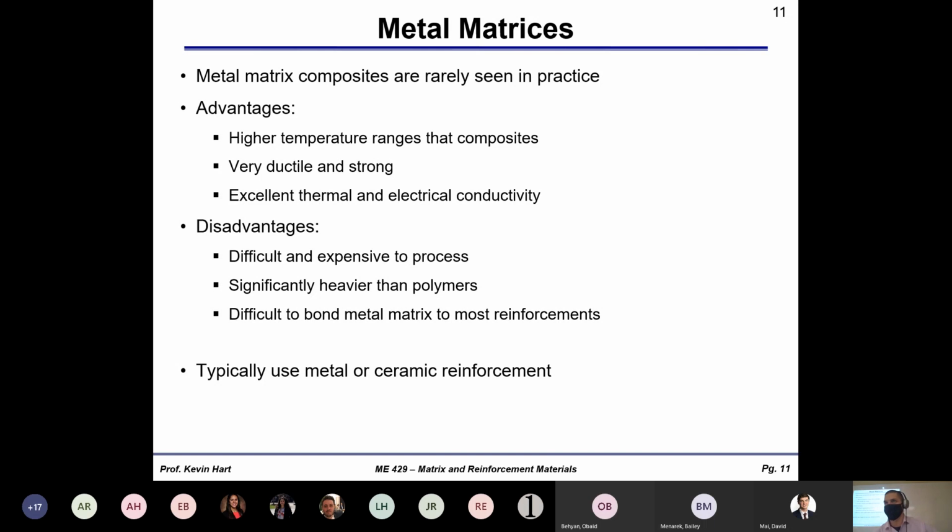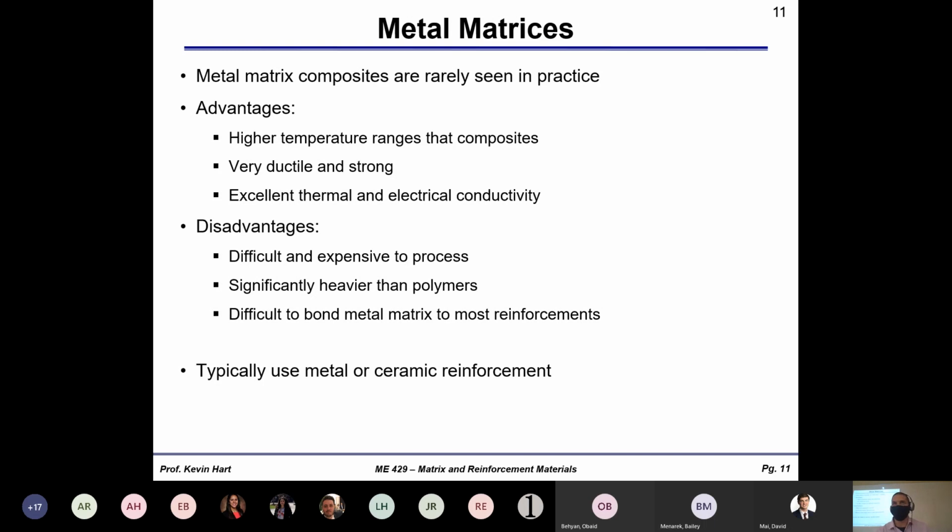Okay, so the advantages here: higher temperature range than composites. Metals can stand 800 C, depending on the metal, sometimes even 1,000, sometimes more. If you make a tungsten composite, good luck processing that, but if you're able to make a tungsten matrix composite, you could probably do pretty well. It's going to be heavy as all heck, but you'll have high thermal resistance. Metals are generally more ductile.